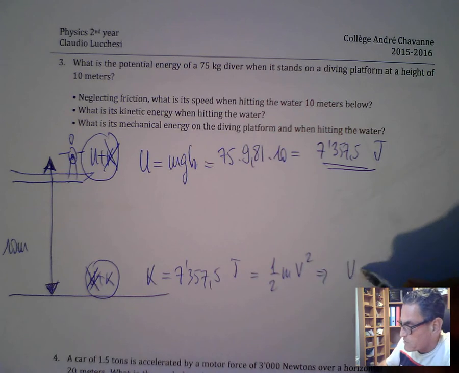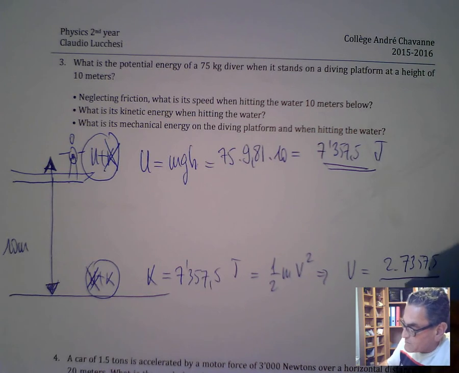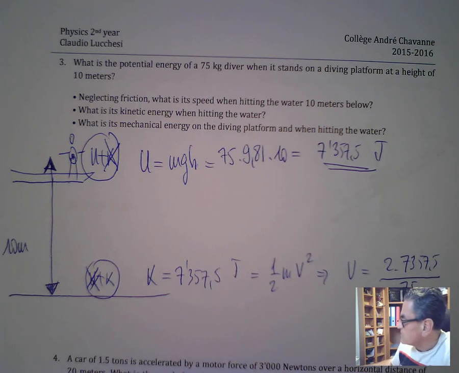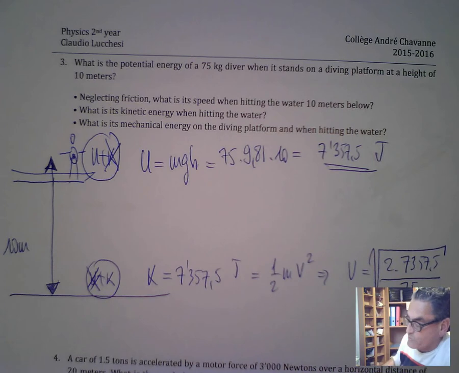So from that we can conclude that v is 2 times 7,357.5 divided by the mass, which is 75 kilos. And that gives us what? That gives us 196.2 meters per second, which is obviously wrong. What did I do wrong? Well, I forgot the square root, guys.